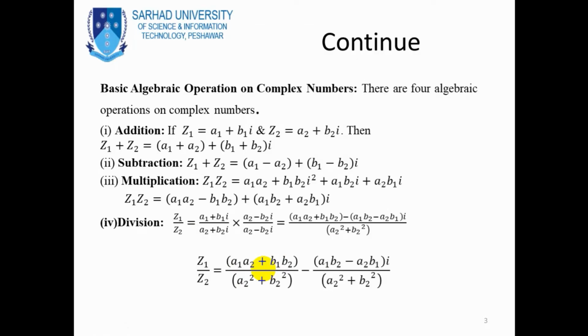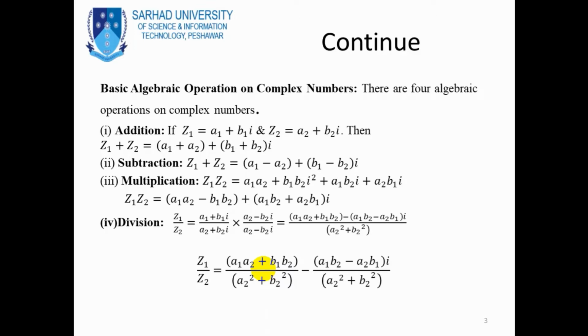Now, the basic algebraic operations on complex numbers. You see over here how to add, how to subtract, how to multiply, and how to divide complex numbers. There are four algebraic operations on complex numbers: one is addition, second is subtraction, third is multiplication, and fourth is division.